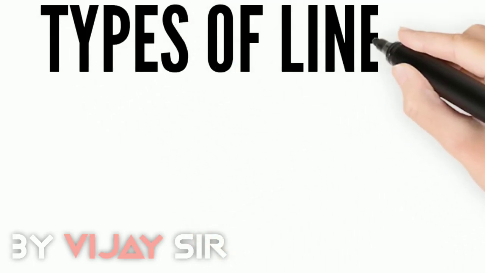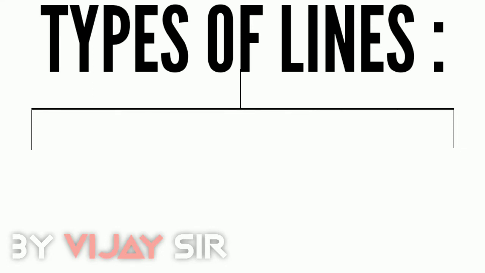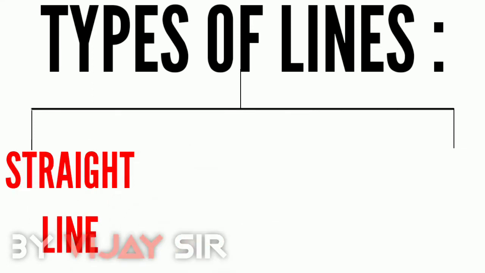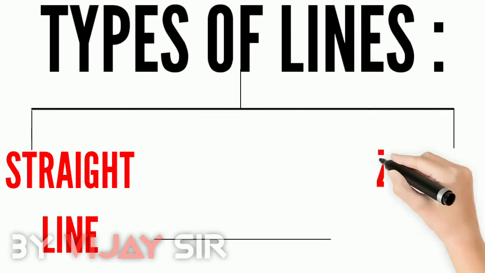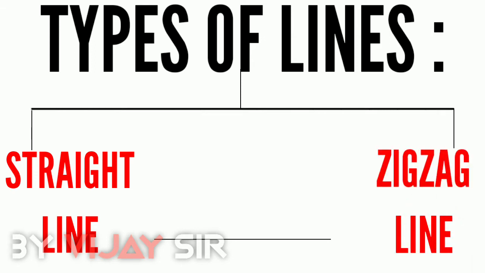Types of lines. Number first, straight line. If we use a scale to construct a line, then the line is a straight line. It is shown as. Number second, zigzag line. If a line has any curve, then this line is called a zigzag line. It is drawn freely. It is shown like this.